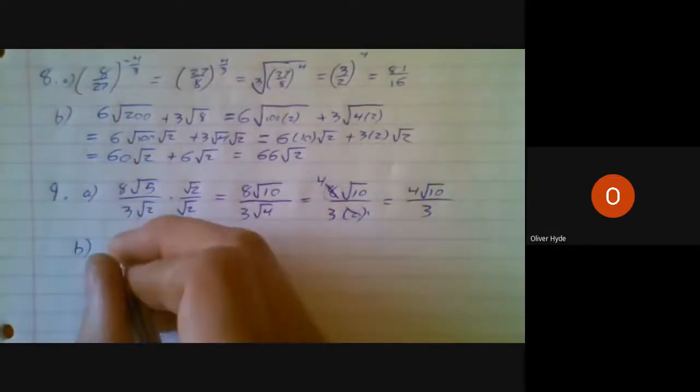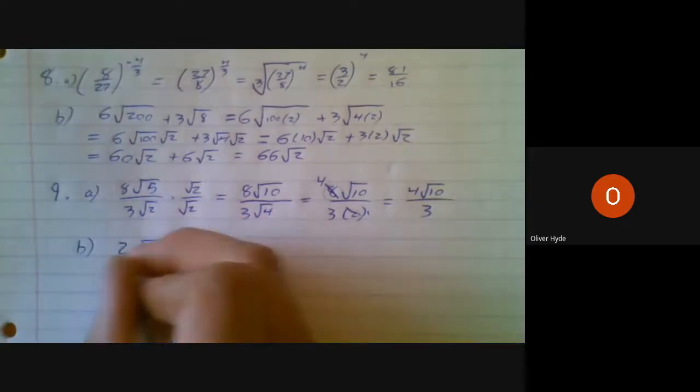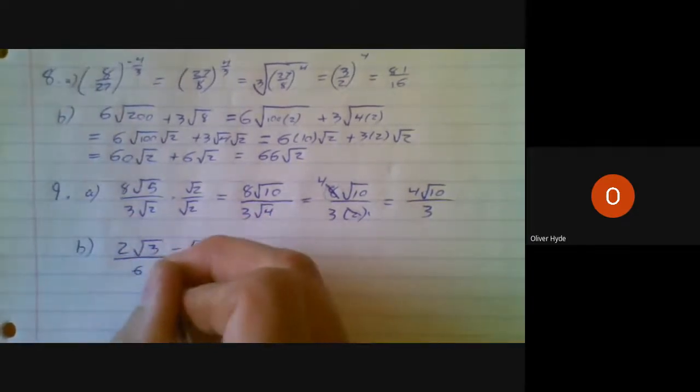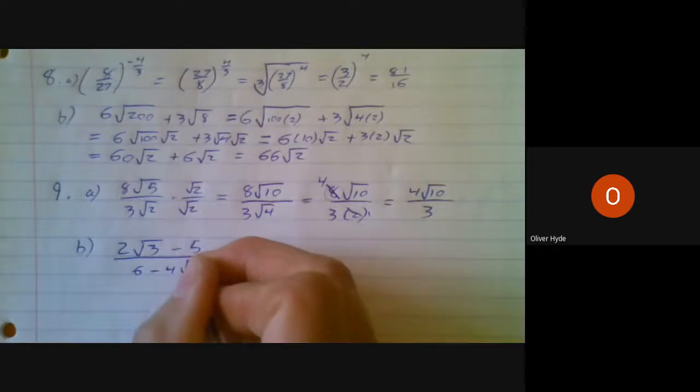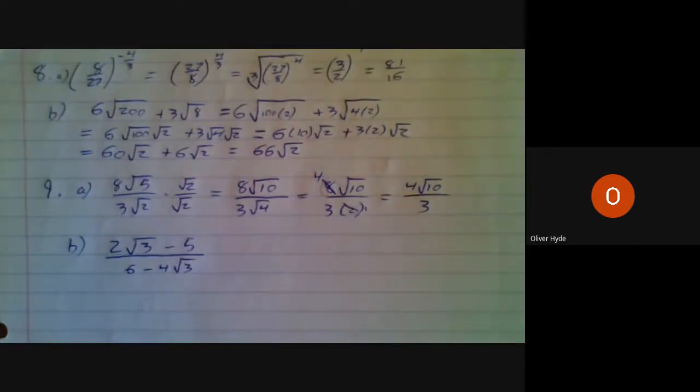Example B, we had some more experience with conjugates when we were working with identities, but it wasn't really rationalizing. Actually, there was one identity where multiplying by the conjugate was the best approach.